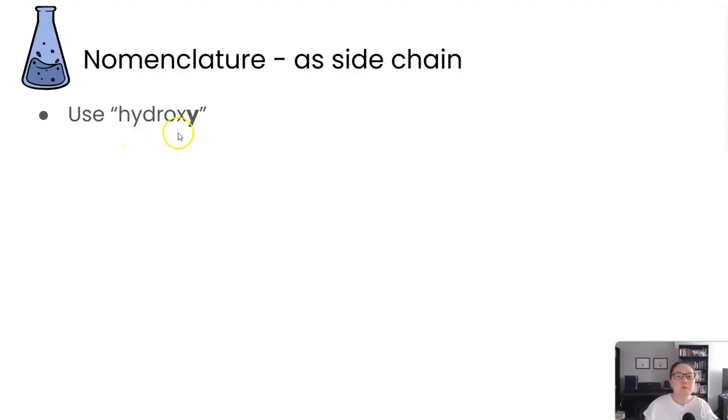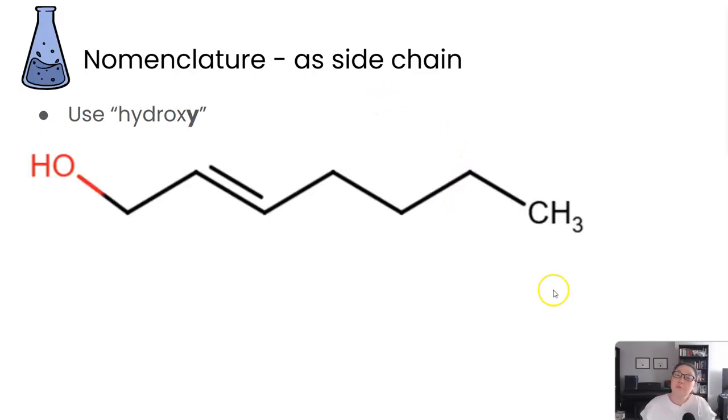The name that you use when you're using it as a side chain is hydroxy. You do not have that L. So pause the video, see if you can figure it out. Now, when it comes to this particular hydrocarbon, you could honestly just name it as an alcohol, but for practice sake, let's name it so that it is a side chain instead.